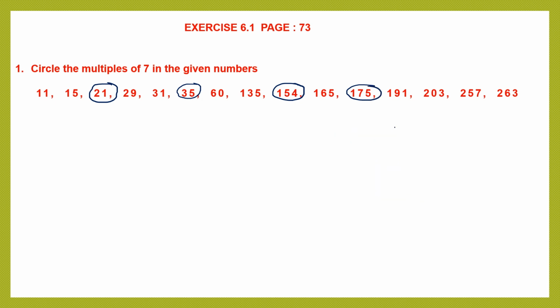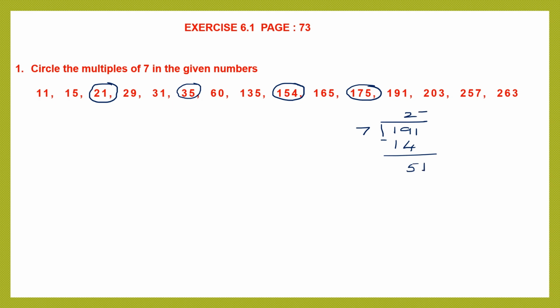The next number is 191. Let's divide this by 7. Take 19. 7 twos are 14. Subtract: 9 minus 4 is 5, and bring down 1. Now the number is 51.